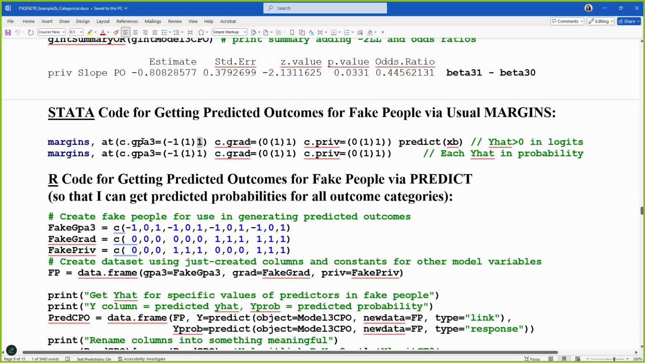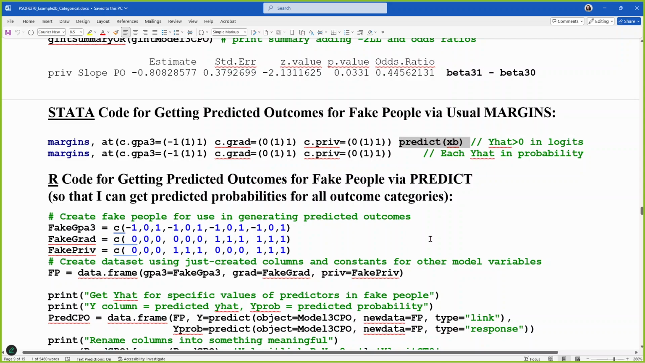GPA is centered at 3. That's why I have these values like this. So I'm asking for predicted outcomes for somebody who has a GPA of 2, 3, or 4. That's what's happening here. Likewise, I'm asking for predicted outcomes as a function of whether or not their parents had a graduate degree and whether or not they went to private school.